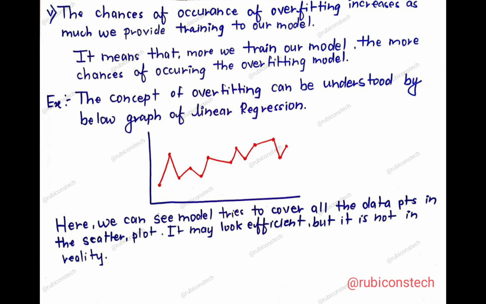In this graph, as you can see, the model tries to cover all the data points in the scatter plot. So it may look efficient, but it is not in reality. As you can see, the model tries to cover all the data points, or we can say more than the required data points, due to which it faces problems like overfitting.